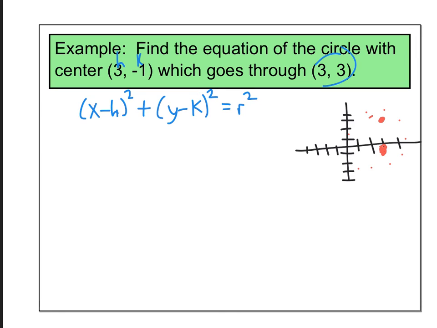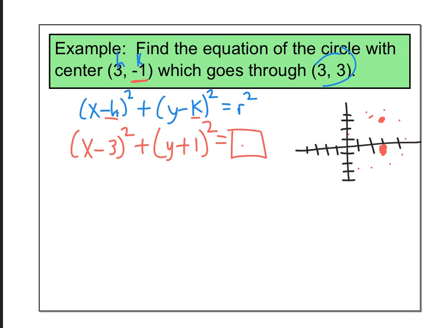So in this case, we know h and k, right? We know the center. So I know it's x minus 3. The y coordinate is really -1, so the equation is going to show a +1. Now we just need to figure out the radius so that I can put the radius squared in there. So we need to find the distance from the center to the point they gave us. We're going to use the distance formula to find that. So the radius is going to equal the distance between these two points.